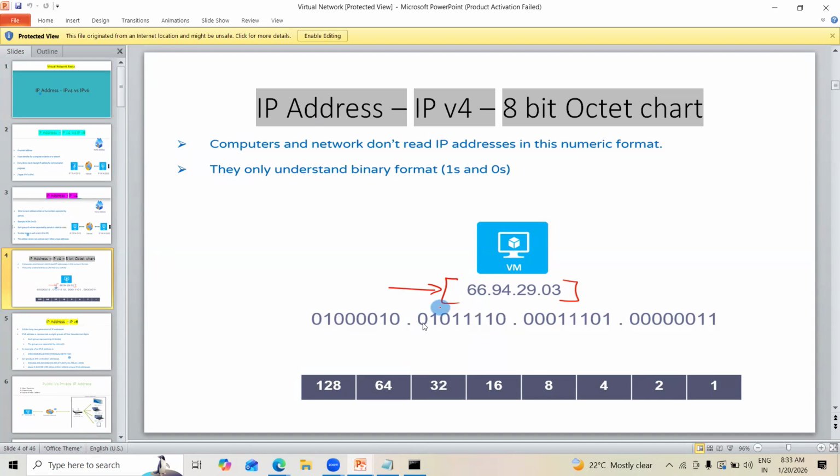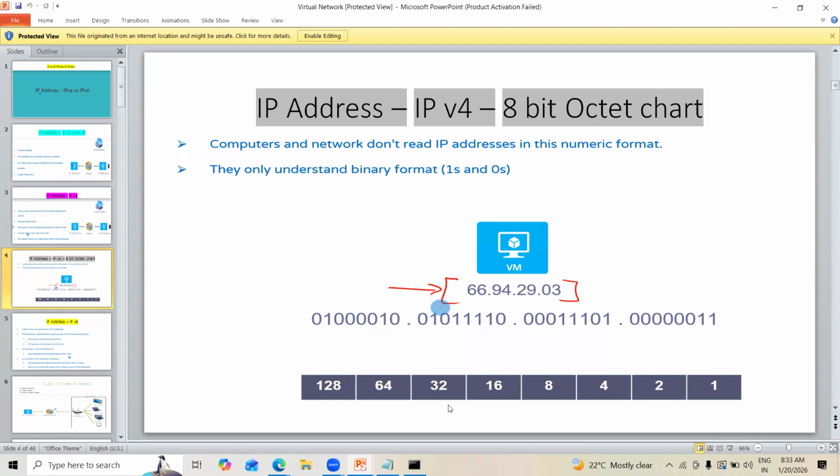So you can see every octet has 8 bits, 1, 2, 3, 4, 5, 6, 7, 8. 8, 8, 8, 8, so total 32 bits. Each octet, this chart will decide. For example, you can see the multiplication values: 1, 2, 4, 8, 16, 32, 64, 128.